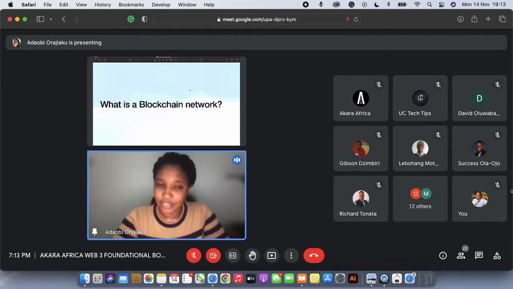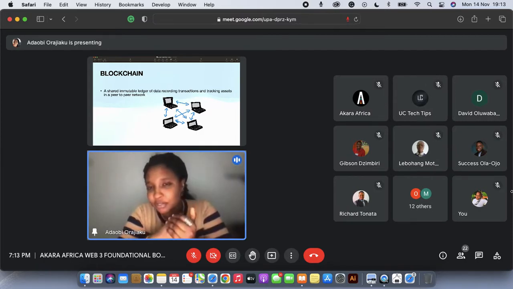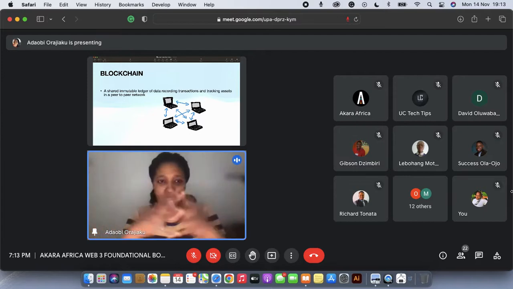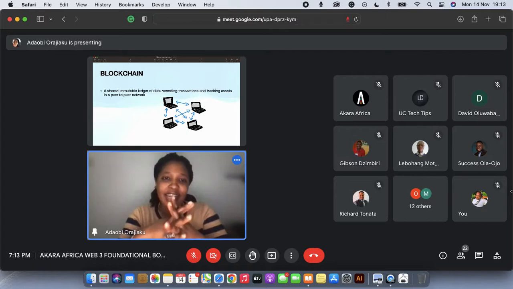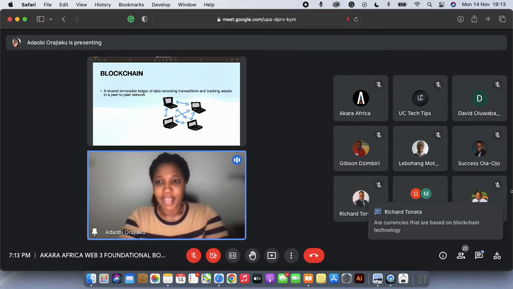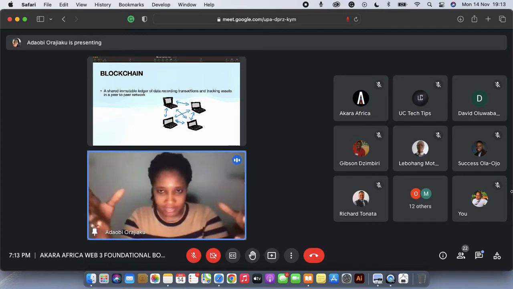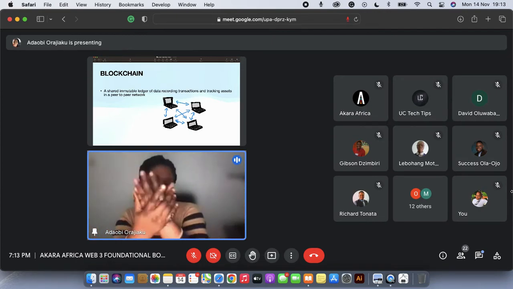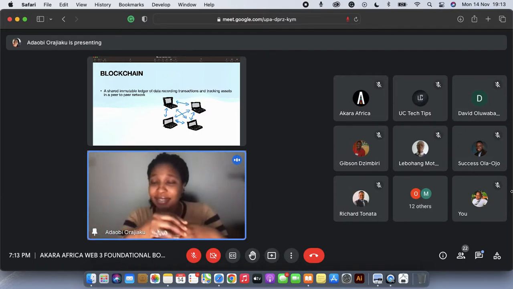What's a blockchain network? In summary, if you're looking for a definition, even though to be honest there are so many definitions, the basic summary is that a blockchain network is a shared, immutable ledger of data that records transactions and activities, and it also tracks assets. And all this data, these transactions and assets, are on a peer-to-peer network. I've talked about the peer-to-peer network.